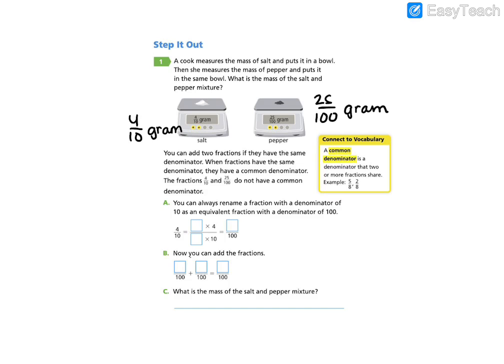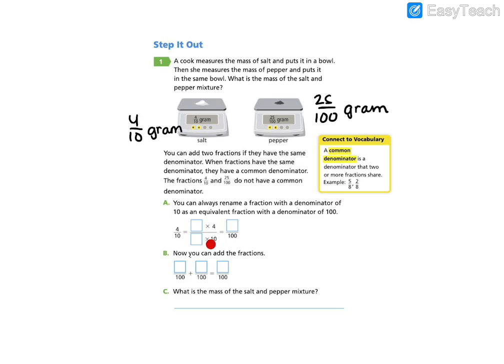We can add two fractions if they have the same denominator. Do these? No, they don't. When fractions have the same denominator, they have a common denominator. But the fractions 4/10 and 25 hundredths do not have a common denominator. We can always rename a fraction with a denominator of 10 as an equivalent fraction with a denominator of 100, though.